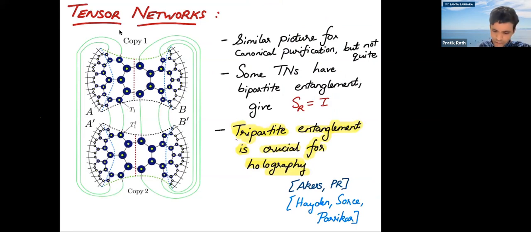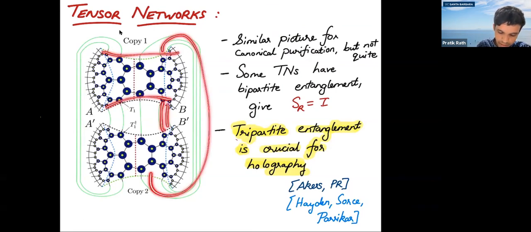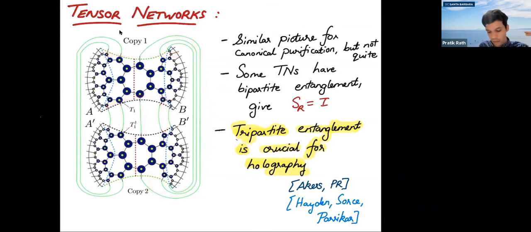So in the tensor network, there's a very similar picture for canonical purification. You can take two copies and then glue them together, which just are these index contractions and so on. The problem is, naively you'd think this would just give you the same picture, like we're just drawing the same cylinder together. We're going to use the RT formula and compute the reflected entropy.